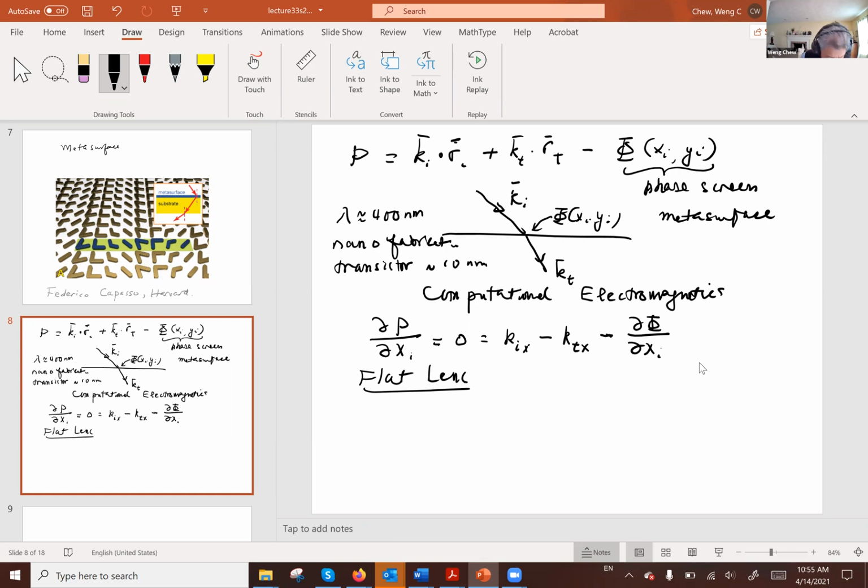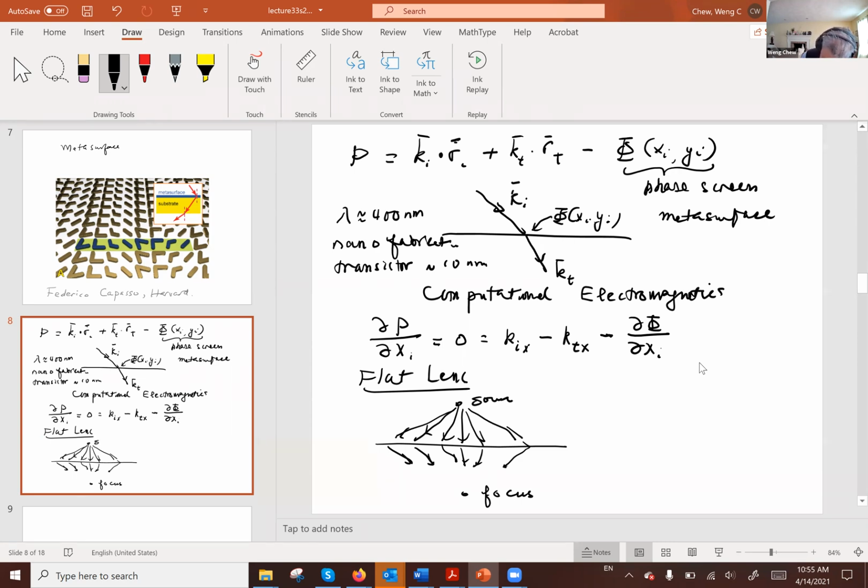Because you can actually get negative refraction if you have a source here, and if you have a meta surface, you can get the light ray to go through negative refraction. And this is your new focus. And this is the source. Okay. Hence, you can make lenses that are very, very thin using meta surfaces. Very, very thin lens.